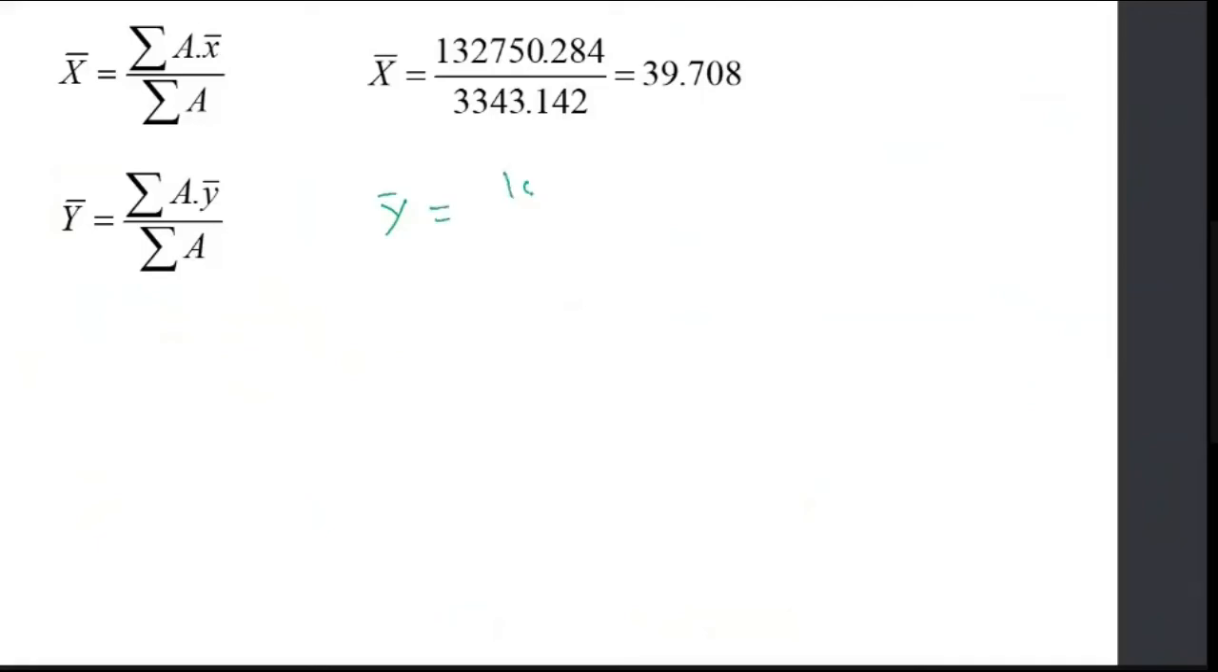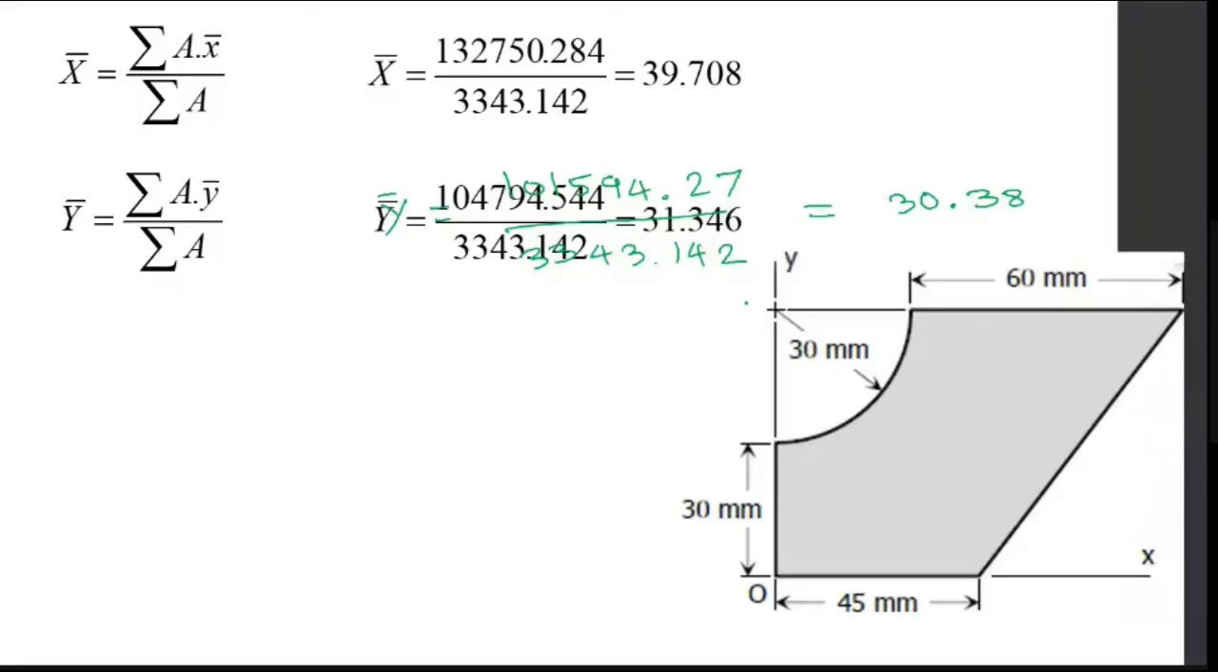So Y bar is equal to 101594.27 divided by 3343.144. Okay, this is my Y bar. So you will get around 30.38, right? This is my location. So once you identify that, now I can locate it in my diagram. My X is 39.708 and my Y is 30.38, right? Any doubt in this? No, sir.